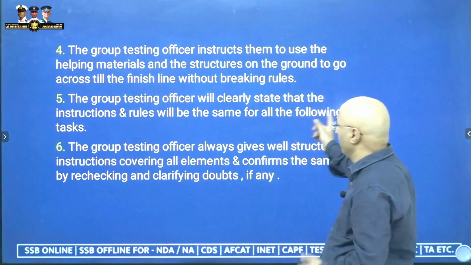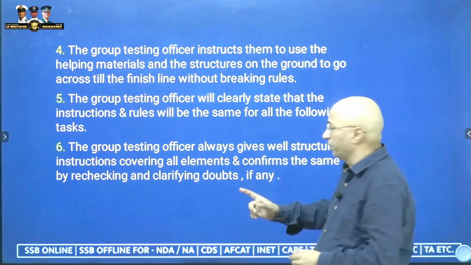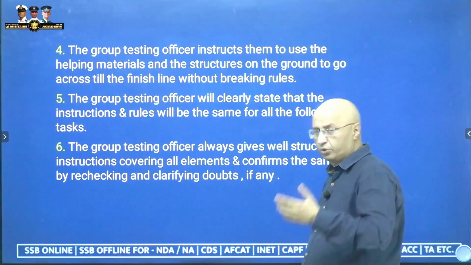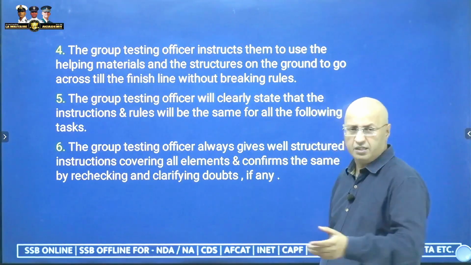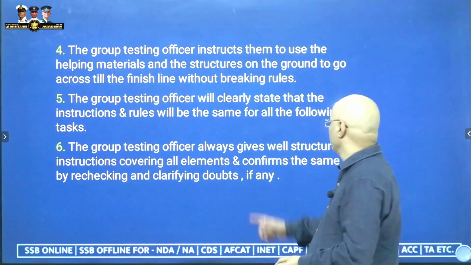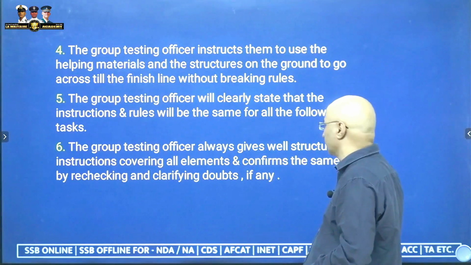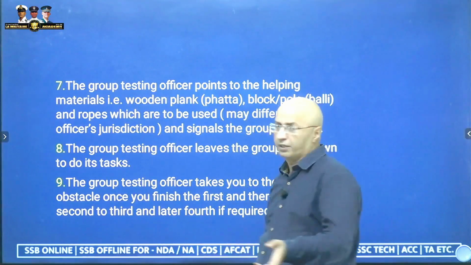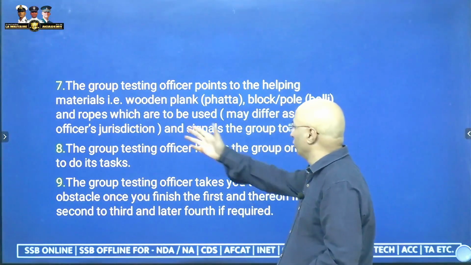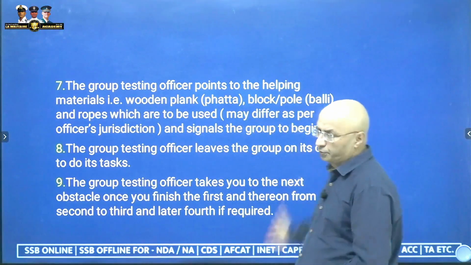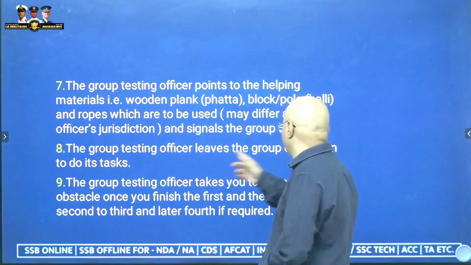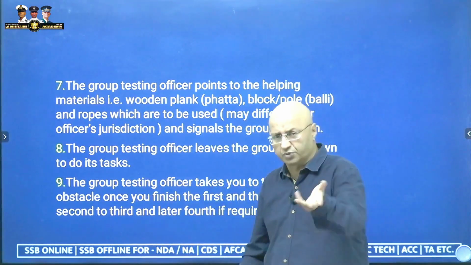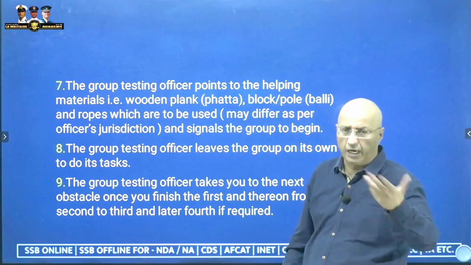So listening to the instructions is very important, and if you don't understand, ask, accept your mistake, be flexible and learn. The group testing officer gives a well-structured briefing covering all elements, and confirms it by rechecking and clarifying doubts. He also points to the helping material, wooden plank, block, pole, ropes which are to be used, and signals the group to begin. The group testing officer leaves the group on its own to do its task. Naturally, they will not tell you, okay, you do this. It is for you to come forward voluntarily and participate.